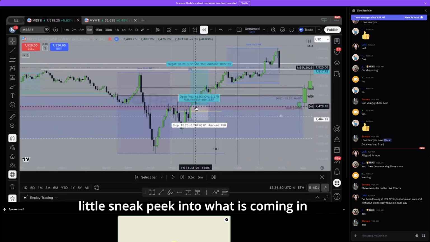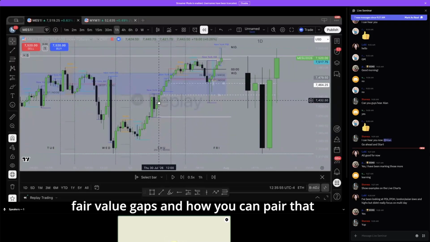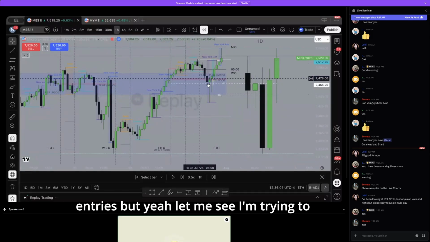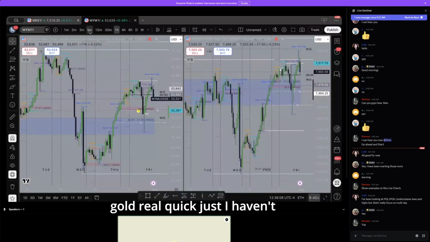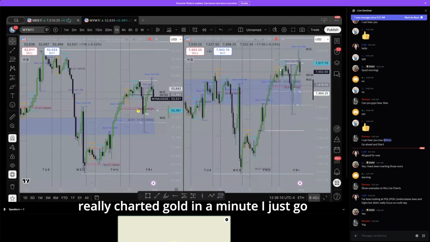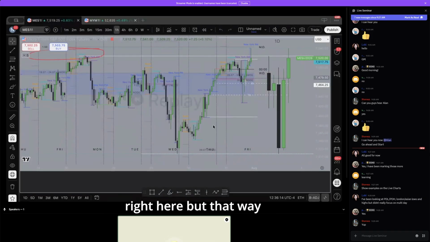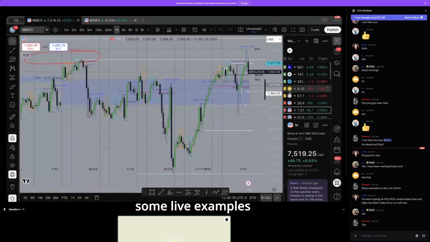But this is just a little sneak peek into what is coming in the next one, and that's going to be mostly about these fair value gaps and how you can pair that with the draws on liquidity to help you find better entries. But yeah, let me see. I'm gonna just go on gold real quick. I haven't really charted gold in a minute. I'll just go right here. That way I could try to find some live examples.